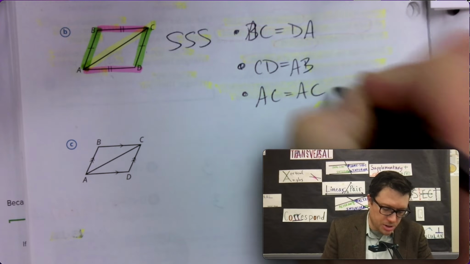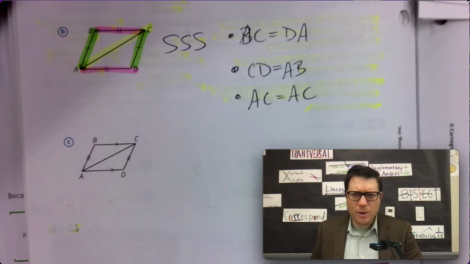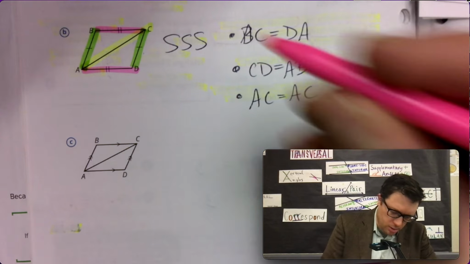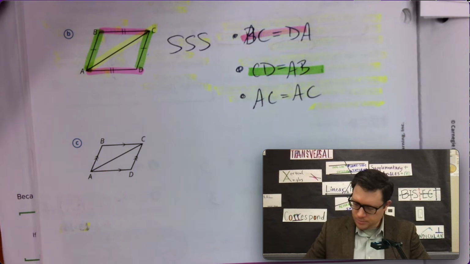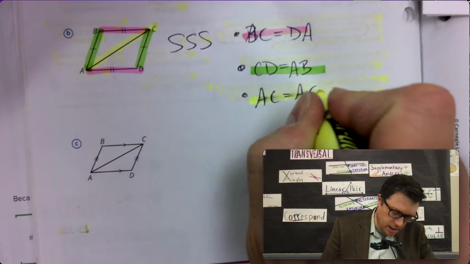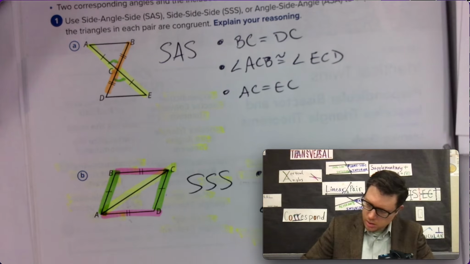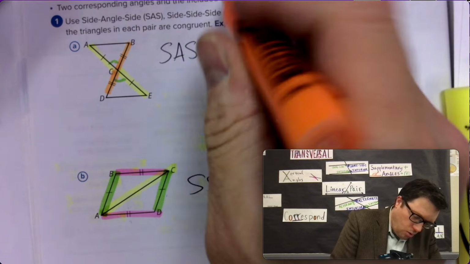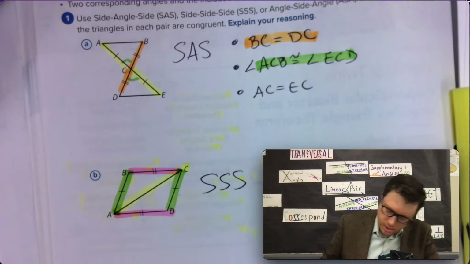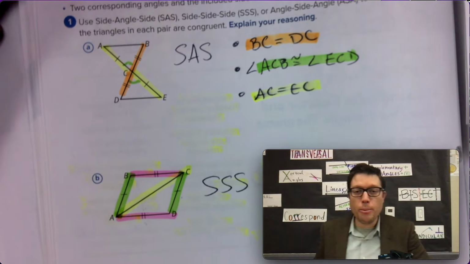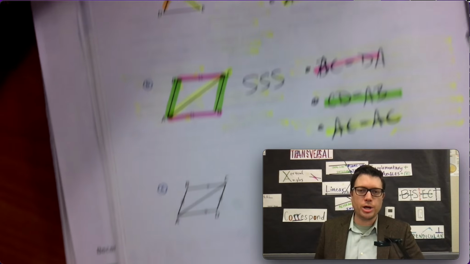AC is equal to AC. That would actually be a good idea. Let me highlight. So pink, green, yellow, orange, green, yellow. We got one more. Let's finish this one out.